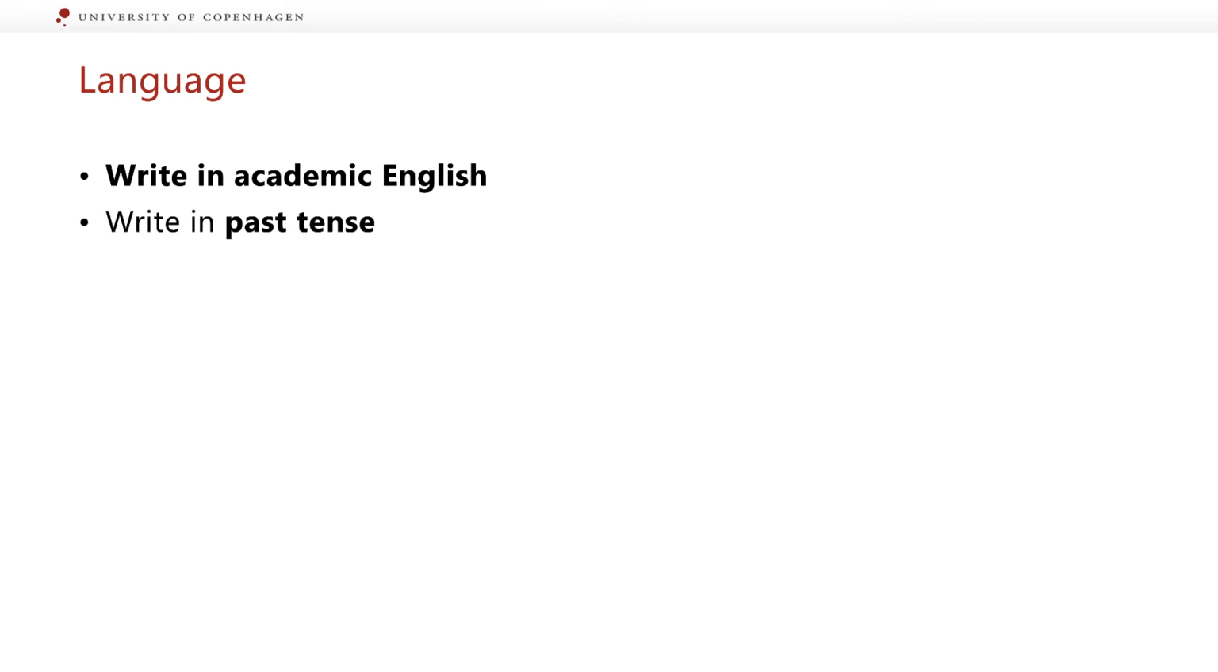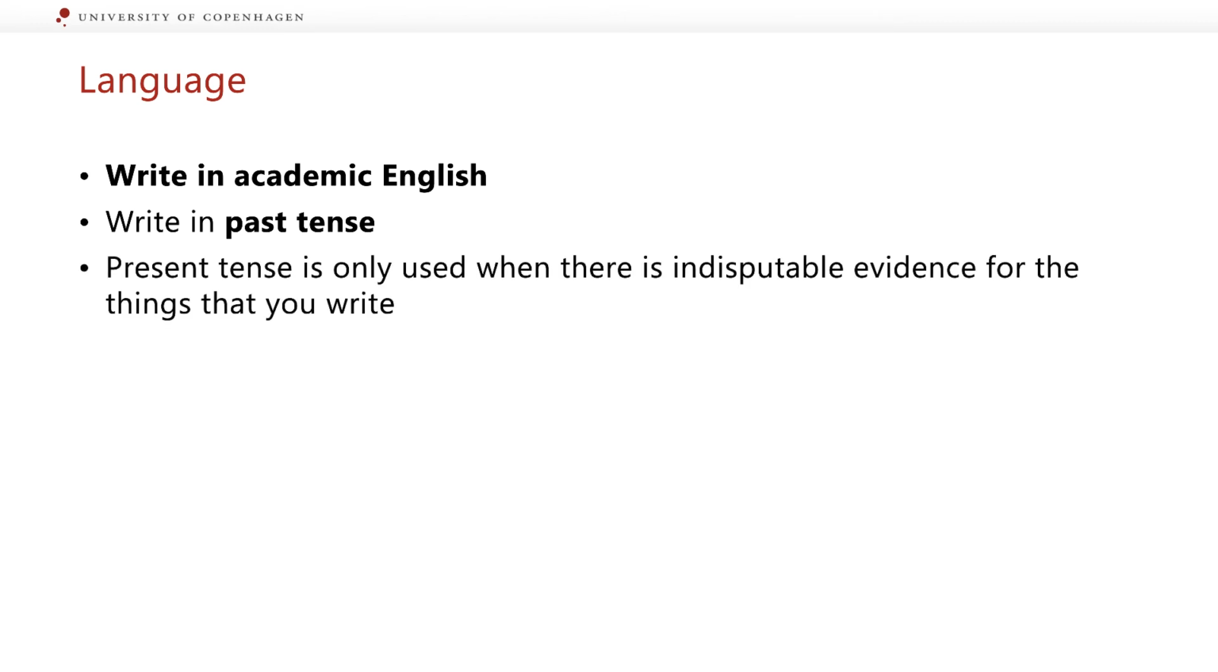You should, of course, write in past tense, and that means that the introduction and, most importantly, the method section should be rewritten in past tense. Present tense is only used when there is indisputable evidence for the things that you write, and then we can use present tense. It's very seldom used, but it can be used in certain situations.